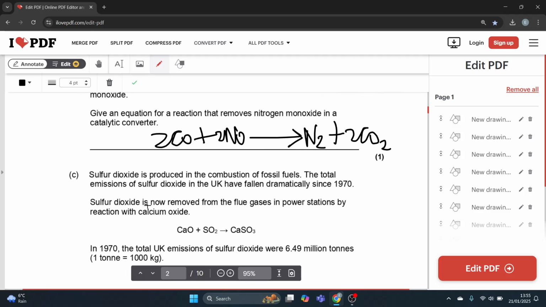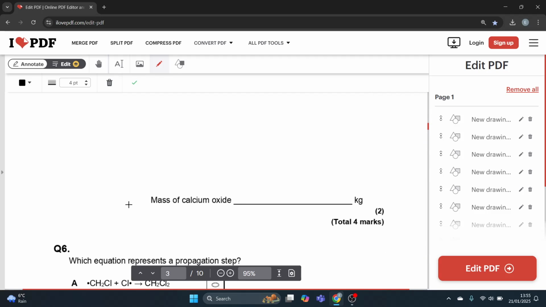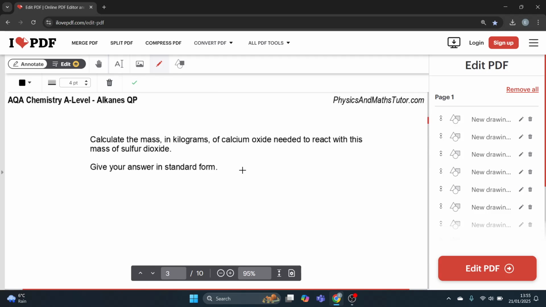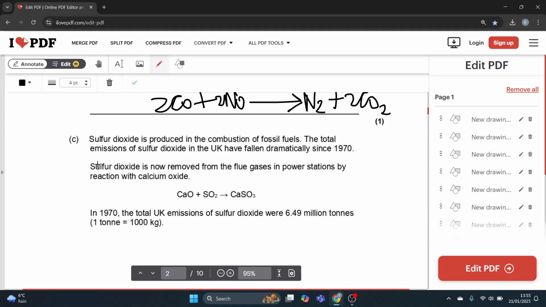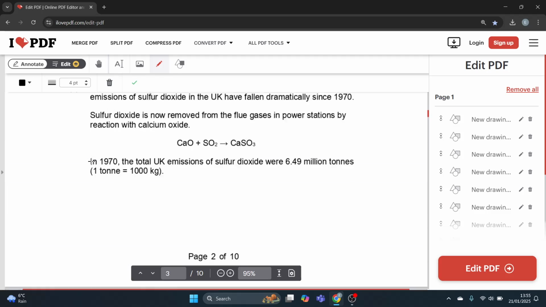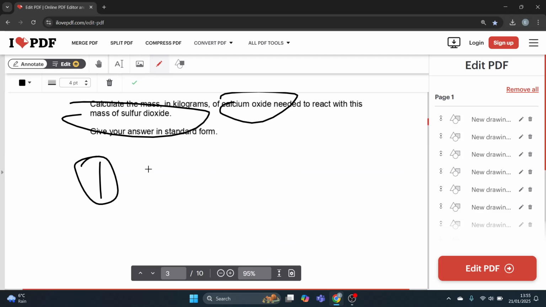Okay, it says sulfur dioxide is produced in the combustion of fossil fuels. The total emissions of sulfur dioxide in the UK have fallen dramatically since 1970. Calculate the mass. It is 2 marks, so it shouldn't be too hard. Calculate the mass of calcium oxide needed to react with the mass of sulfur dioxide. So what I'm going to do first is find out the moles of sulfur dioxide. That is just immediately what I'm thinking of.